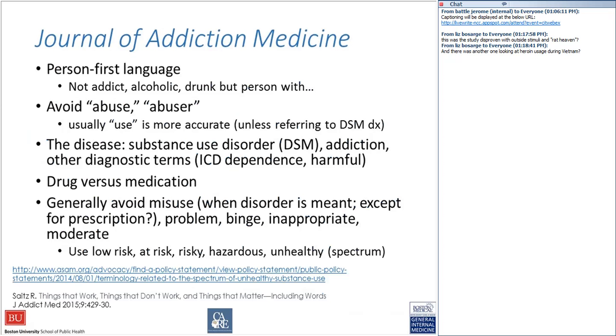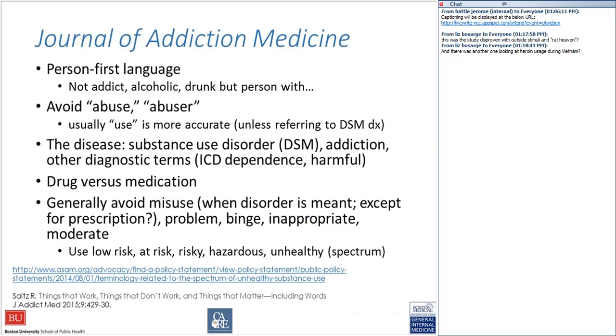We avoid the words abuse or abuser. Use is actually usually more accurate. If someone says, he was abusing alcohol, what does that mean? How is that different from he was using alcohol? If you want to specify how much it was, that's fine. Specify how much. The disease, we talked about those terms.